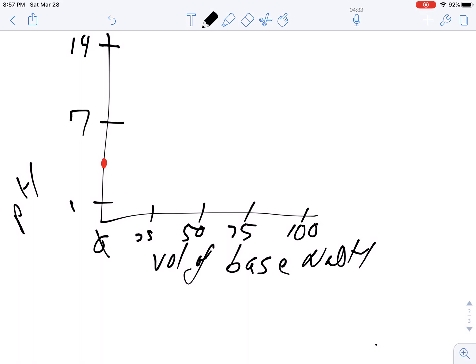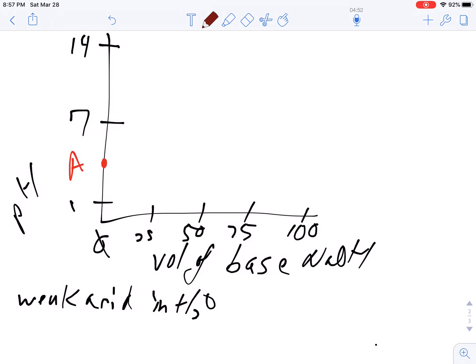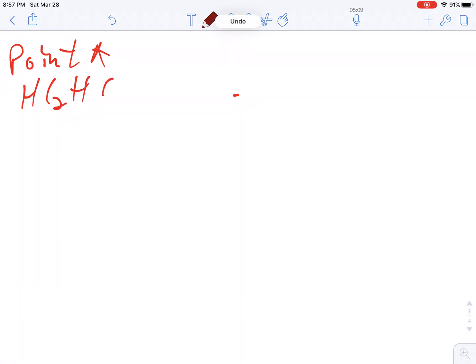All right. So when you begin, you're going to have an acidic pH. Why? Because you have a weak acid in water. Okay? I'm going to call this point A. So before you even add any base to your water solution, you can calculate the pH. How do you do that? So at point A, all you have is the acetic acid in water.